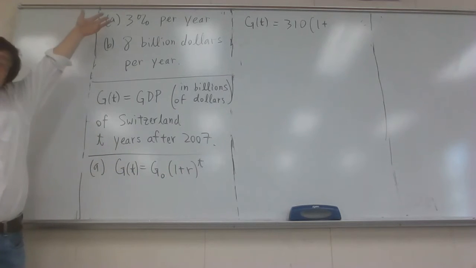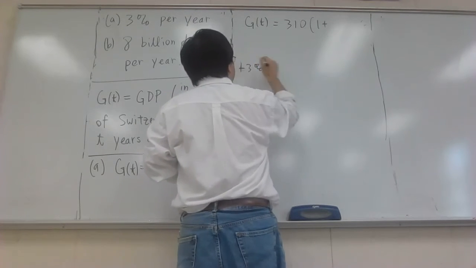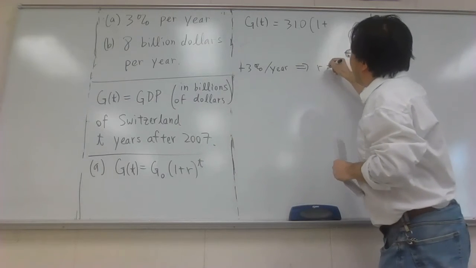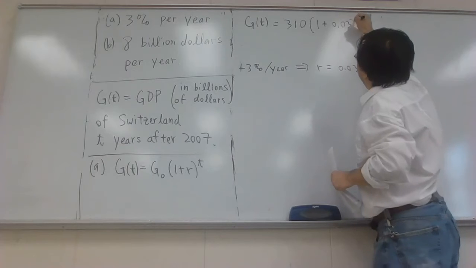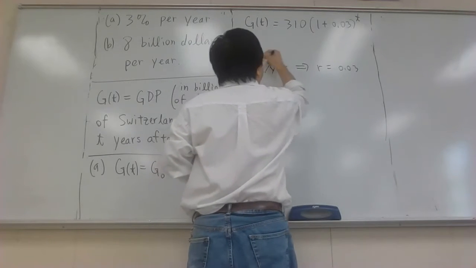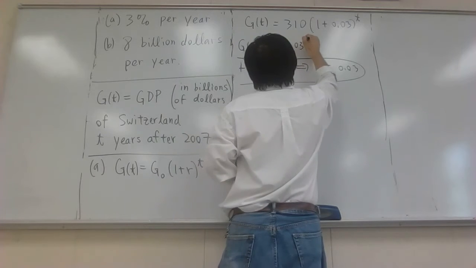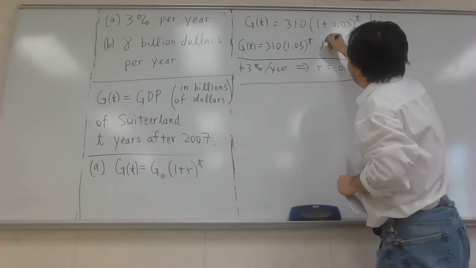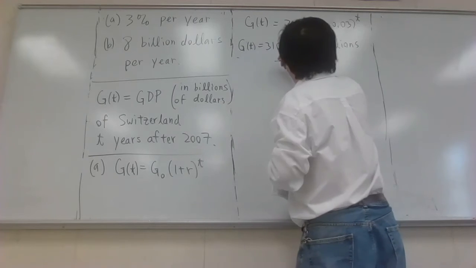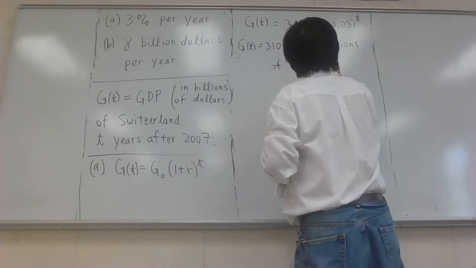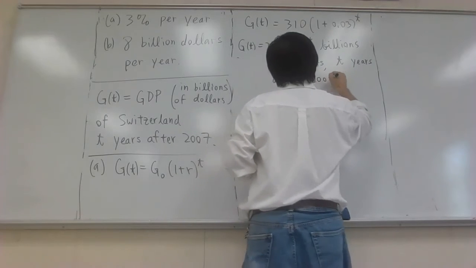In A, we're assuming that it's increasing by 3% per year, so it's plus 3% per year, and r is the decimal representation of that, 0.03. So it's 1 plus 0.03. GT is 310 times 1.03 to the power of t, and don't forget the units. The units is in billions of dollars, t years after 2007. Okay, so that's the answer.